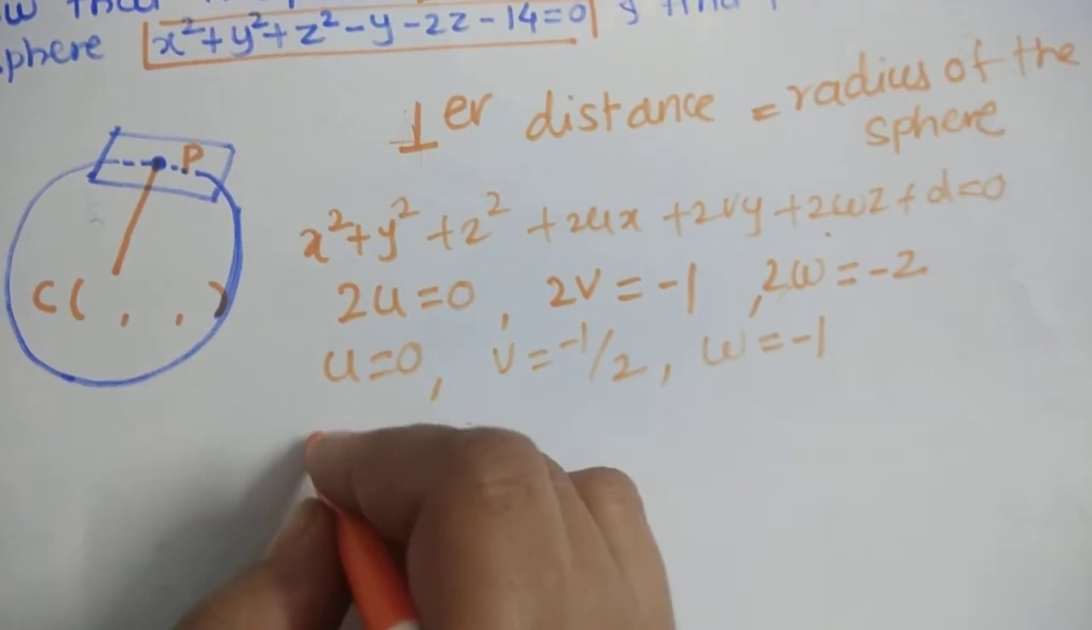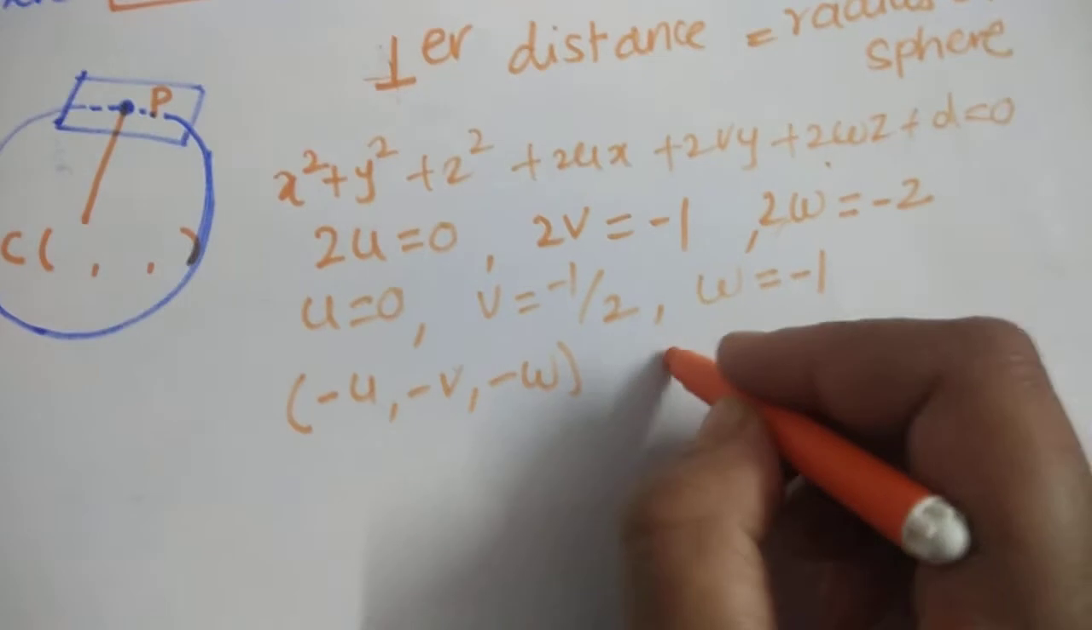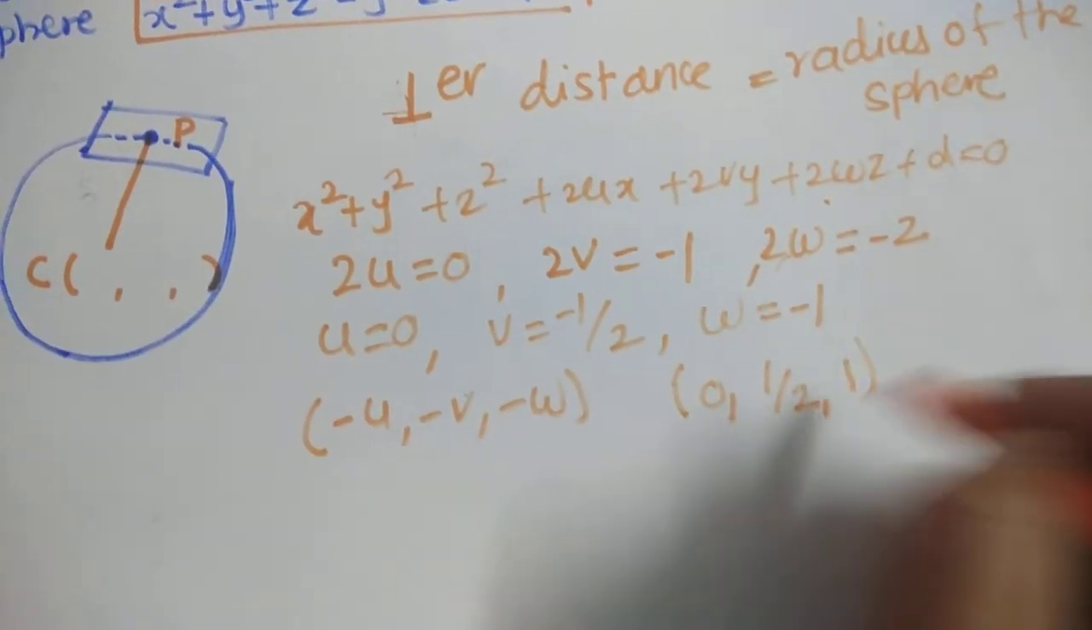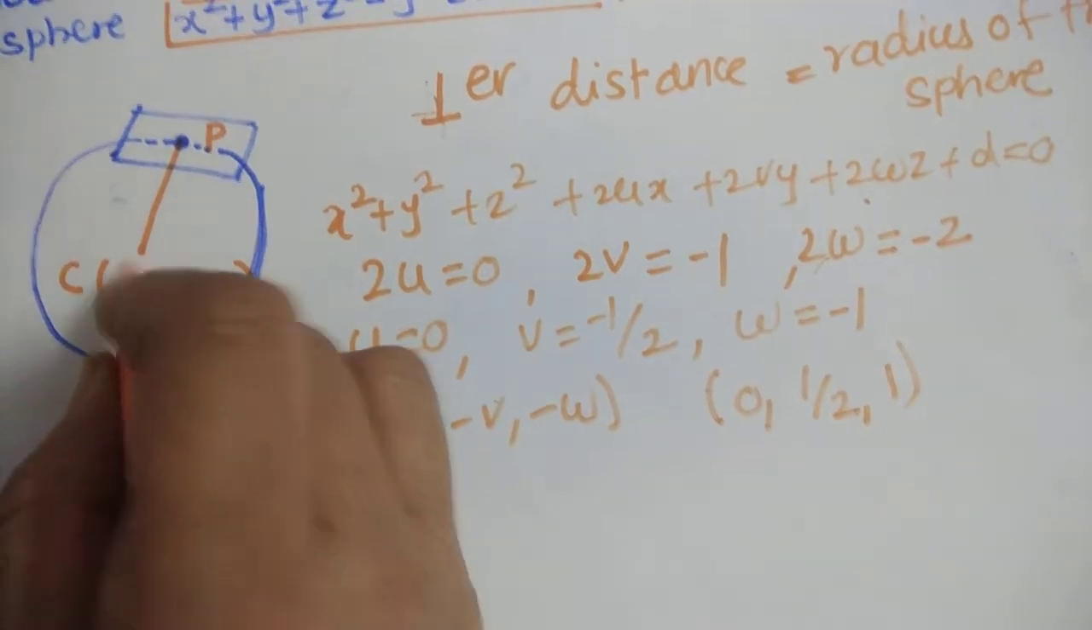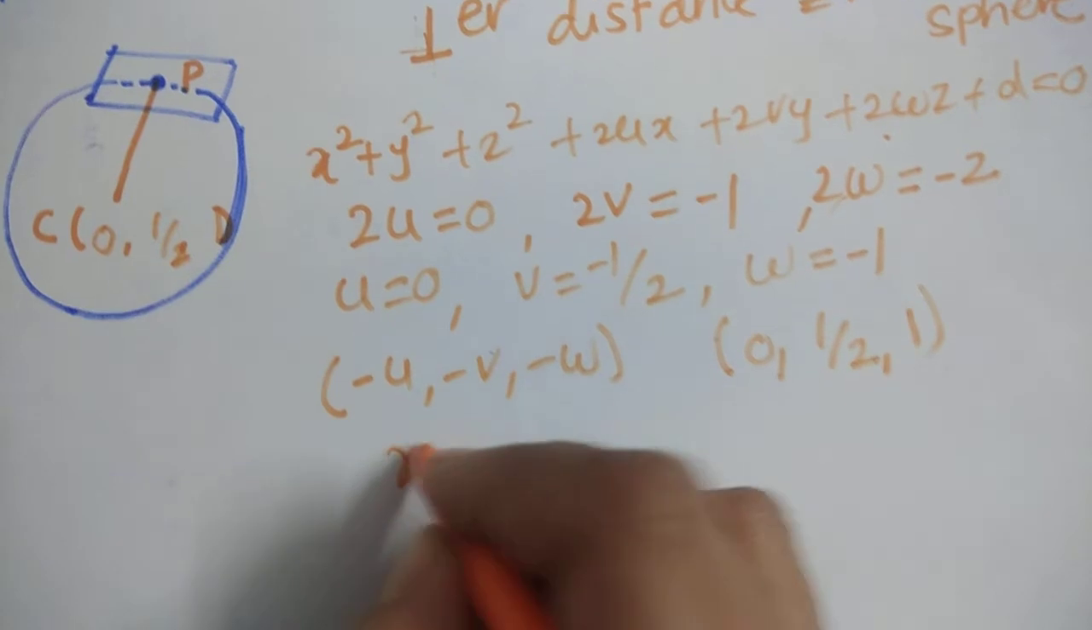So we know that the center is minus u, minus v and minus w. So here the center is 0, 1 by 2 and 1. So the center of the sphere is 0, 1 by 2 and 1. Now what is the radius of the sphere?